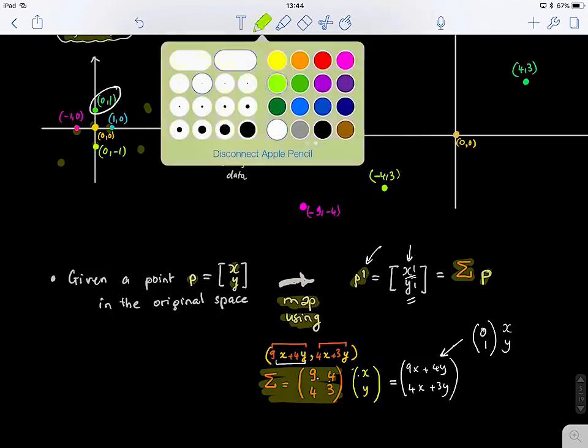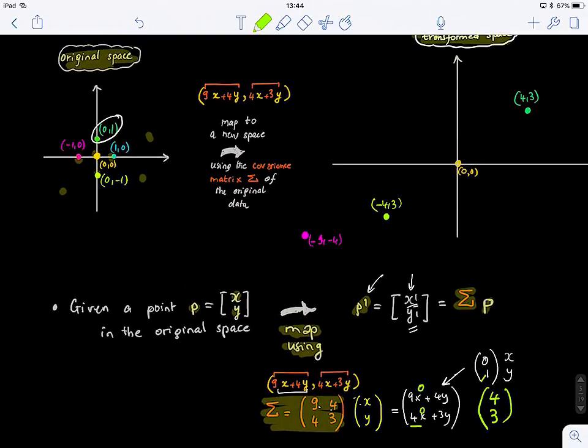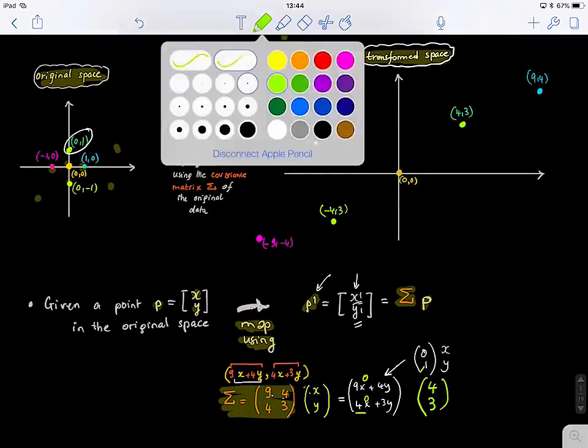If we do that, for the first coordinate we get 0 times 0 plus 4, so that's a 4. For the second one, that's 4 times 0, plus we have 3 times 1, so that's a 3. Which means that this point right here gets mapped to this point right there. We will do this basically to each point.